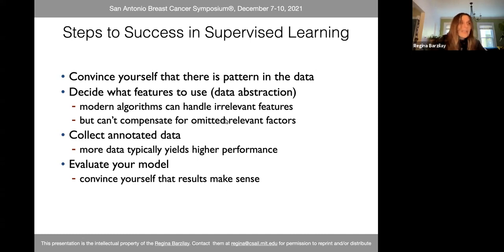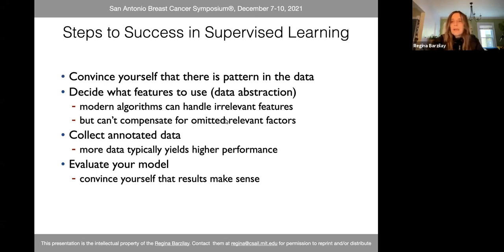An extreme case of no pattern in the data: I learned this when I gave this talk to some audience, and somebody asked me whether we can apply supervised learning to learn how to win a lottery. In this case, assuming that the digits on the ticket are random, it's very unlikely that supervised learning will succeed. The second thing is you need to decide which features to use.